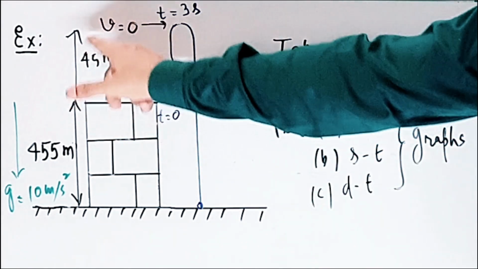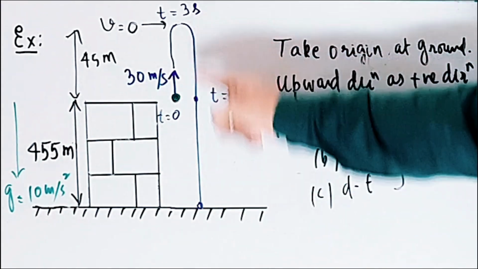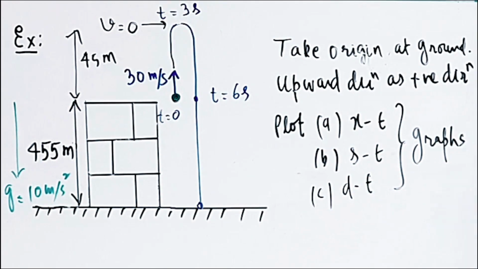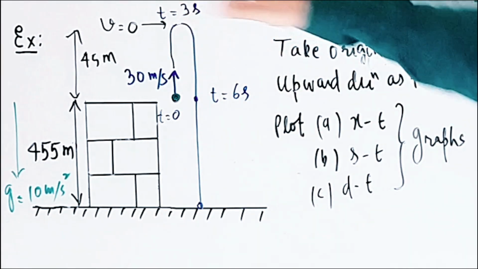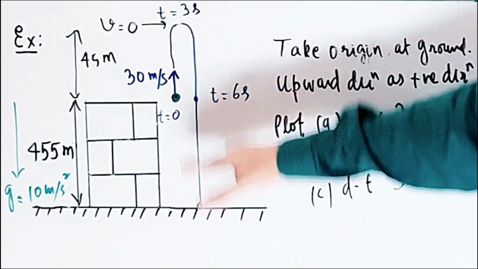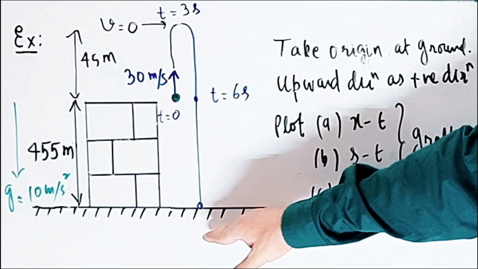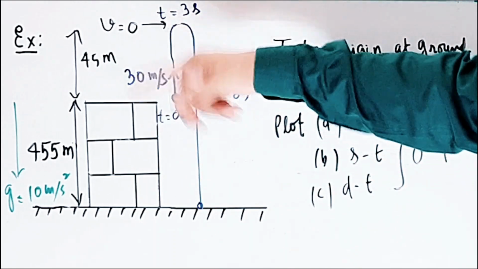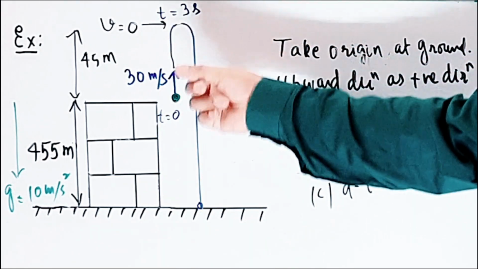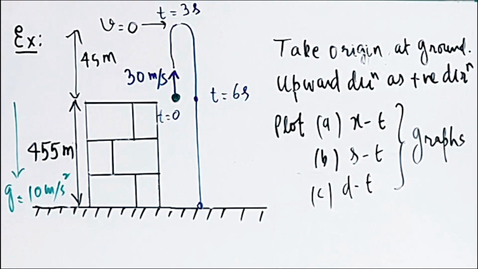See, this is 45 meters, this is 455, so this height is 455 plus 45, which is 500, and at this moment the velocity is 0. So from here it is falling under gravity with 0 initial velocity. From here to here the time of flight is square root of 2h by g. H is 500, so 2 into 500 is 1000, divided by 10 is 100, whose square root is 10. So from here to here it will take 10 seconds more.